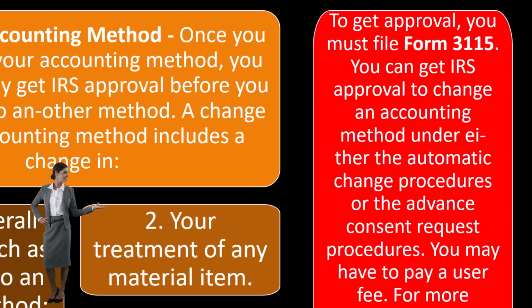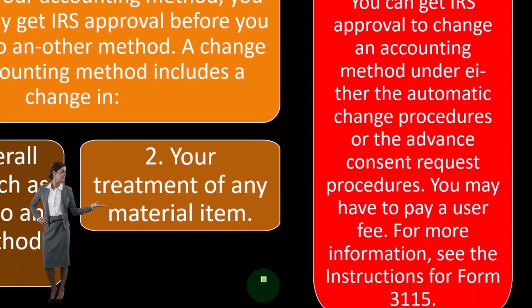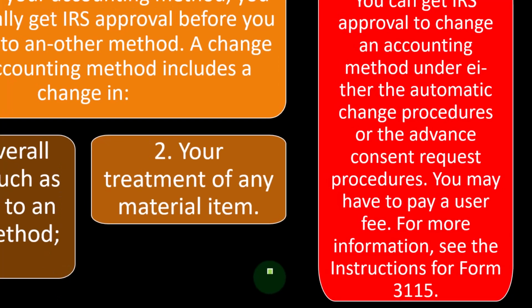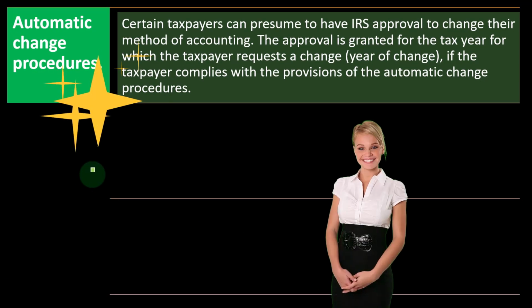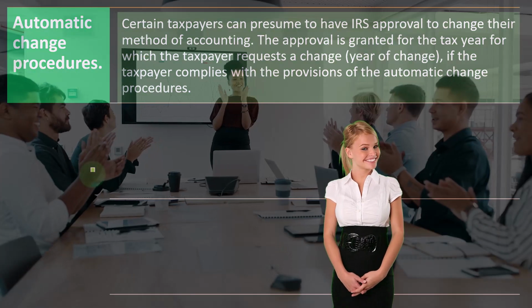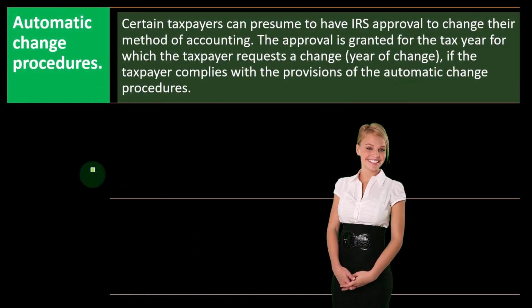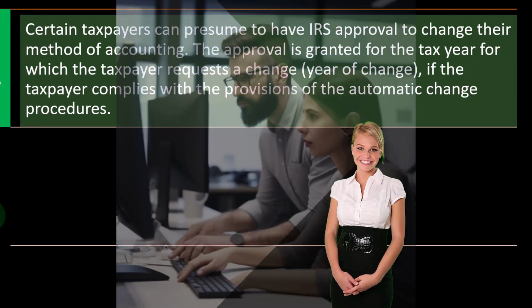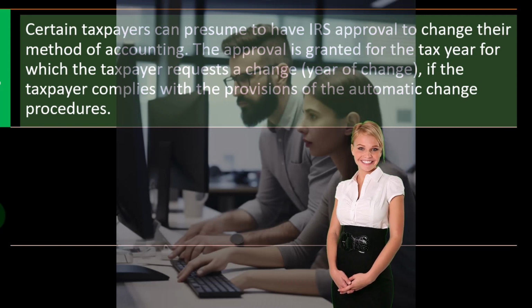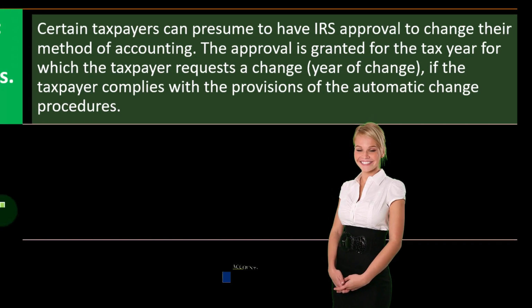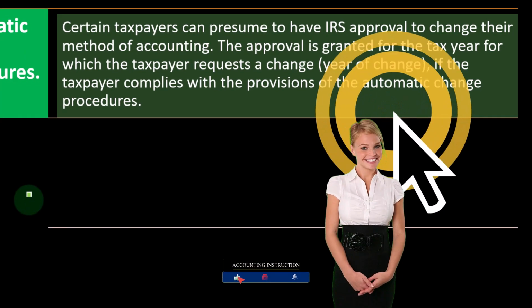You can get IRS approval to change an accounting method under either the automatic change procedure or the advance consent request procedures. You may have to pay a user fee. For more information, you can see the instructions for Form 3115. So automatic change procedures. So how do we do this? Certain taxpayers can presume to have IRS approval to change their method of accounting. The approval is granted for the tax year for which the taxpayer requests a change, the year of change, if the taxpayer complies with the provisions of the automatic change procedure.